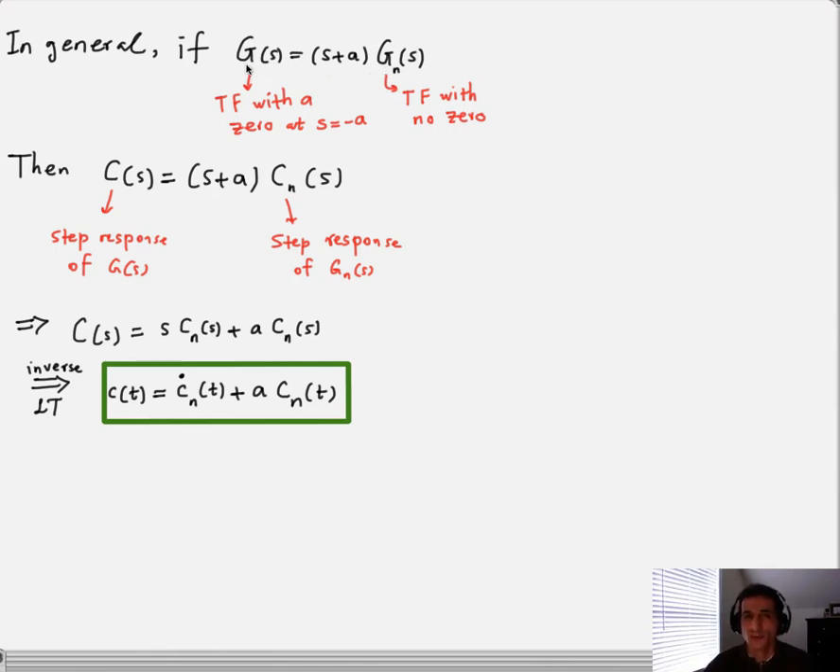Your step response is going to be C of s equal to (s plus a) multiplied by Cn of s, where Cn is the Laplace transform of the step response of Gn, and C of s is the step response of G. So C of s becomes s Cn of s plus a Cn of s. Now if you do an inverse Laplace transform, you get C of t. If you remember, the inverse Laplace of s Cn of s is just Cn dot, the first order derivative, and the other term is just a scaling.